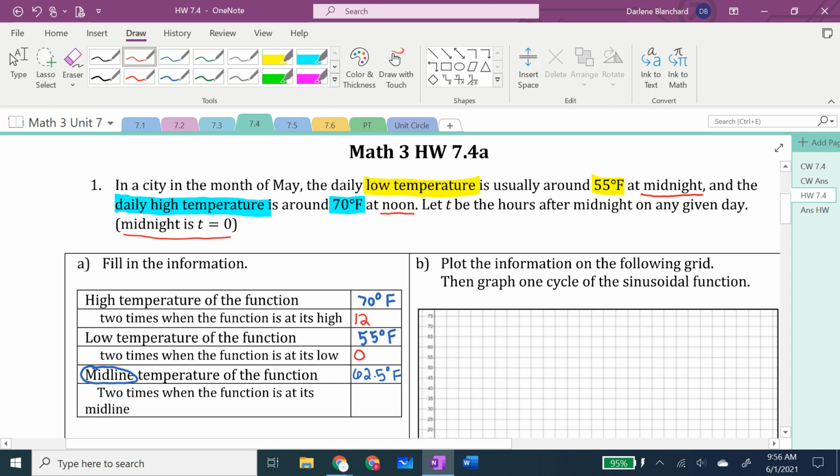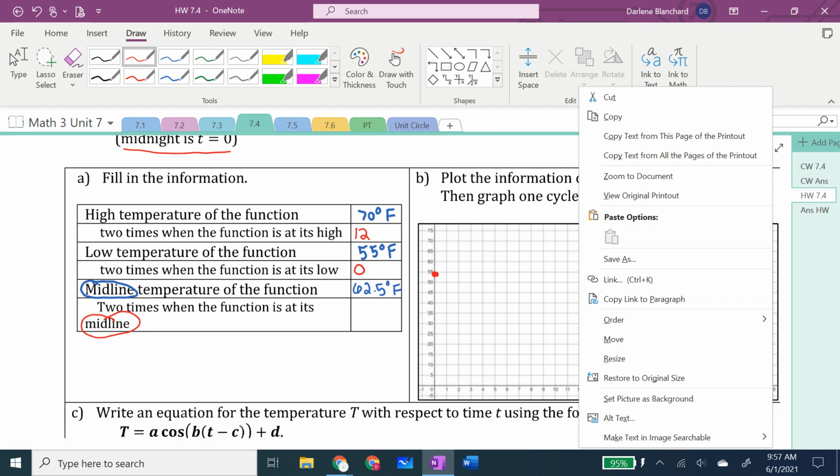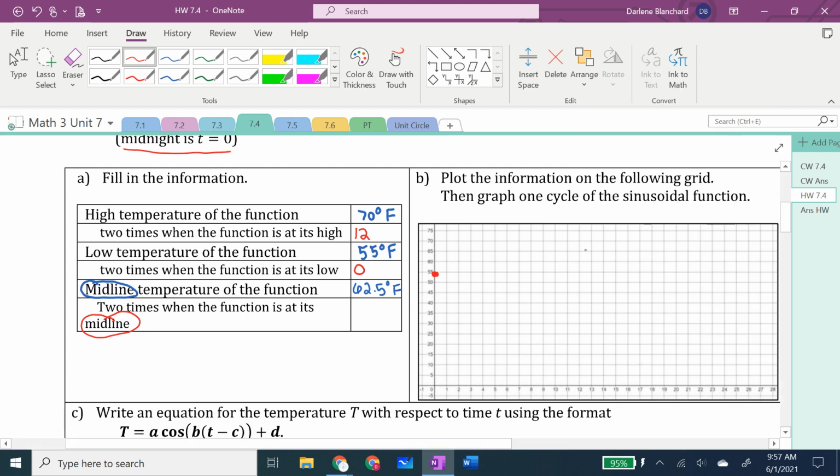How do I find a time when I'm at my midline based on knowing when I hit a high and when I hit a low? So I'm going to plot those points. At time 0, I'm at 55. At time 12, I am at 70. There we go.